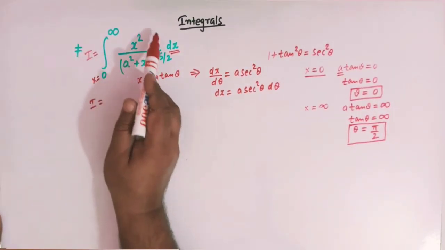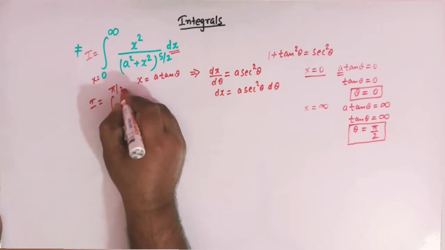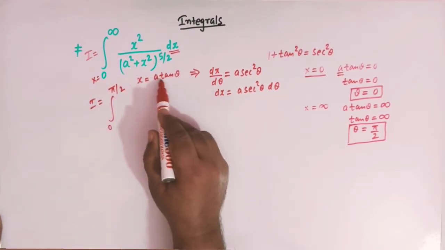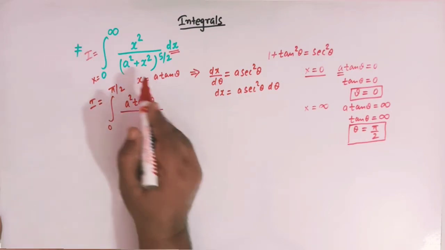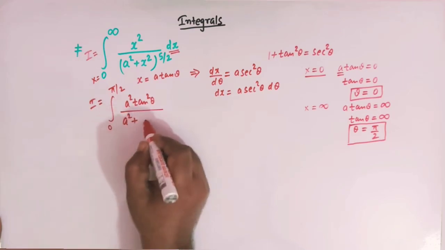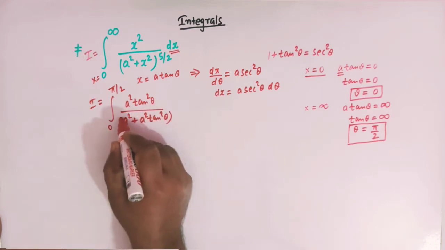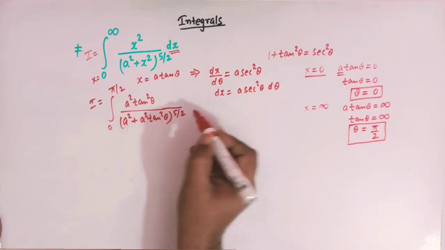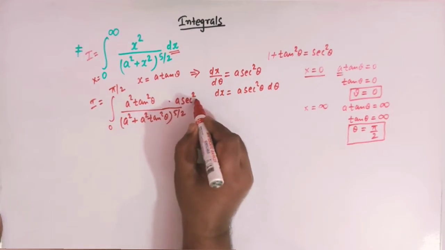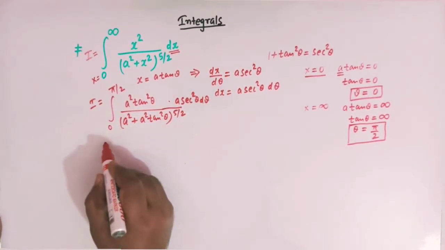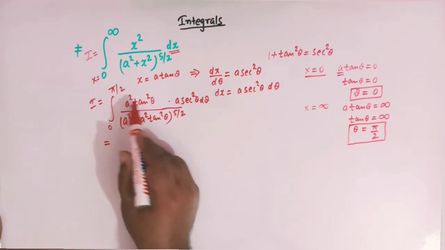Now our original integral takes the form, from 0 to pi by 2, and for x we can take a tan theta. So here we have a squared tan squared theta, and in the denominator we have a squared plus a squared tan squared theta, and this is raised to 5 over 2, and for dx we can write a secant squared theta d theta.